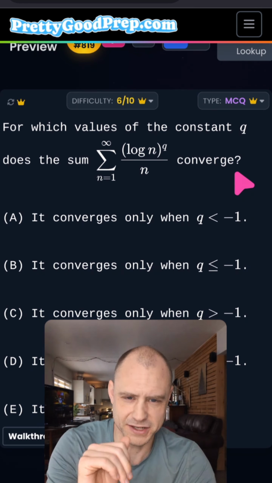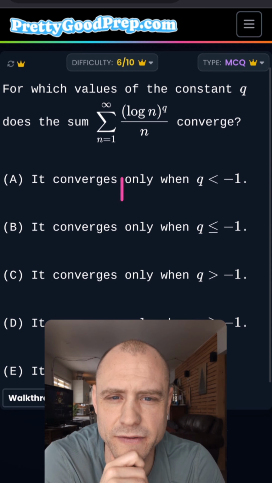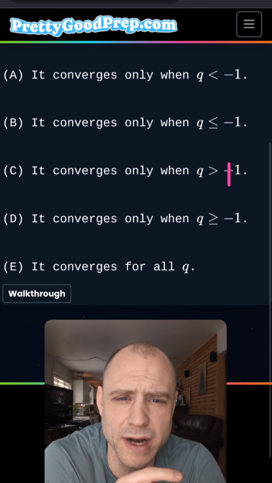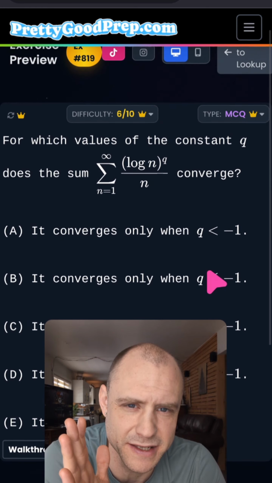All right, let's go through the options, and then I'll talk about it for a second. A, it converges only when q is less than -1. B, q less than or equal to -1. C, q greater than -1. D, or it converges for all q. All right, now let's look at this carefully for a second.